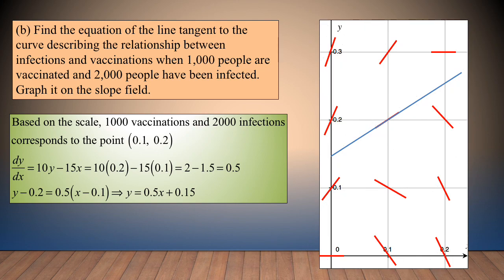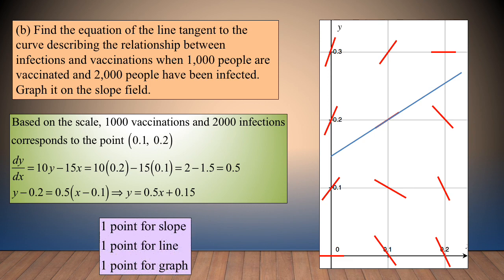It's easy to graph this line. We know from our slope field work that the slope at (0.1, 0.2) is 0.5. And since we have our equation y equals 0.5x plus 0.15, the y-intercept is 0.15. So it's easy to create the blue line, which represents the tangent line. 3 points for this problem: 1 point for finding the slope, 1 point for finding the line, and 1 point for graphing the line.